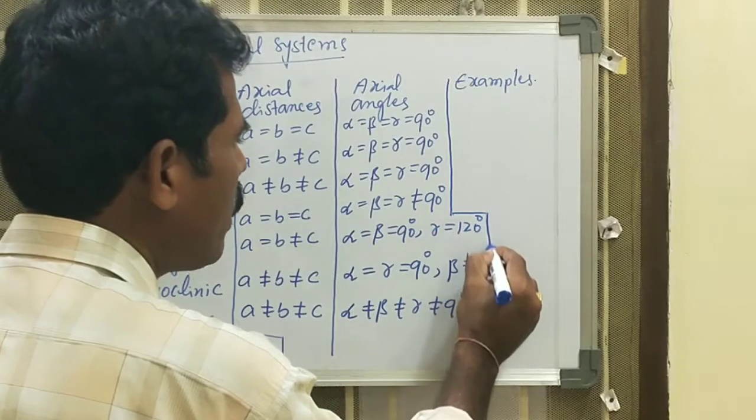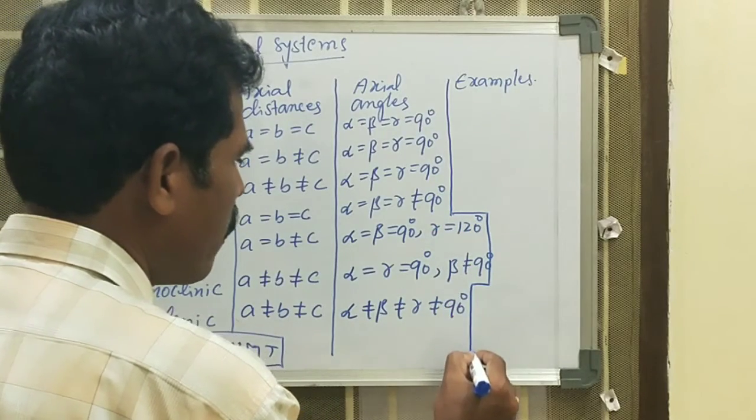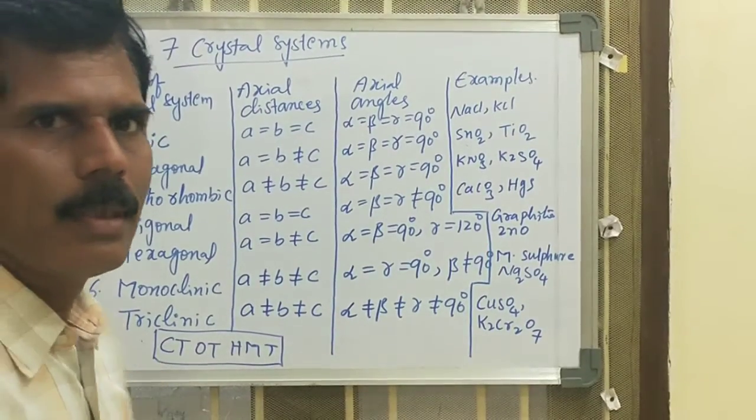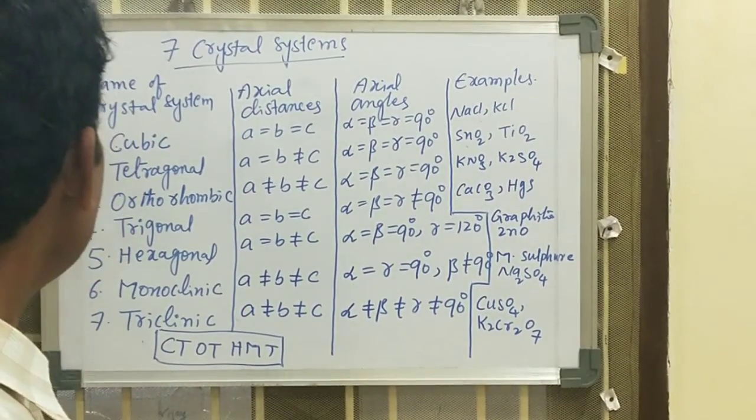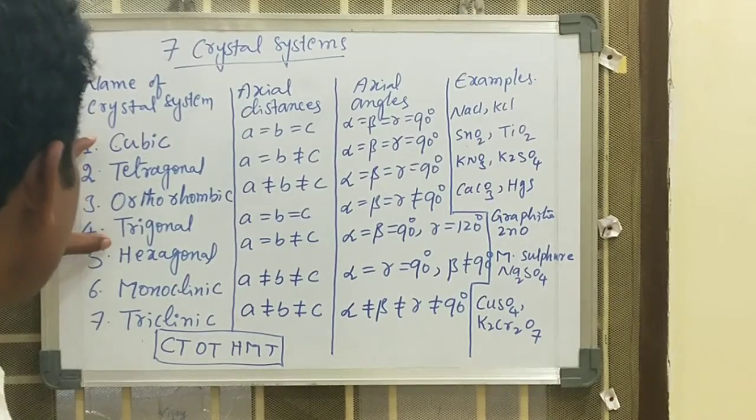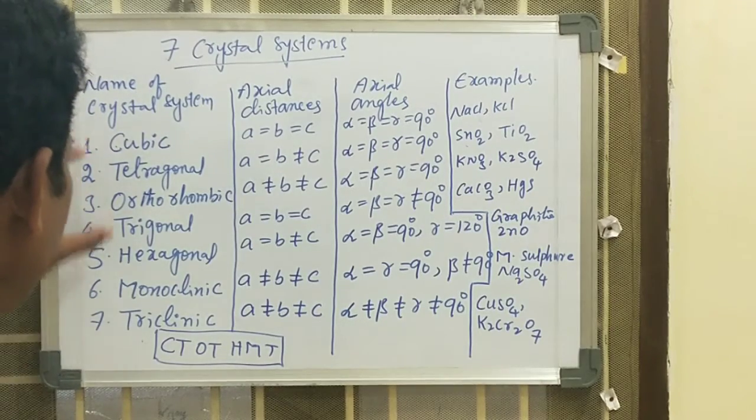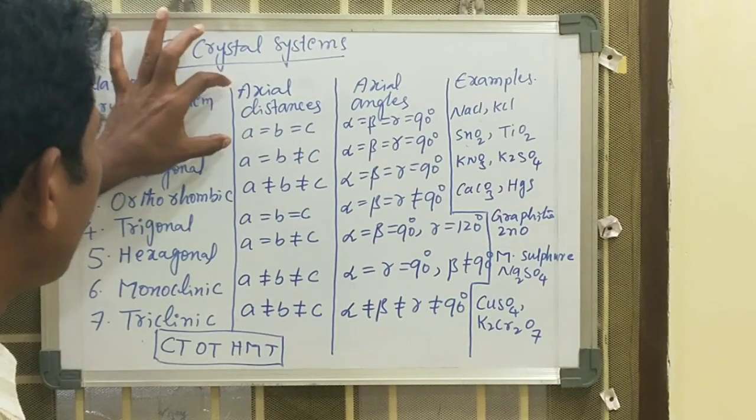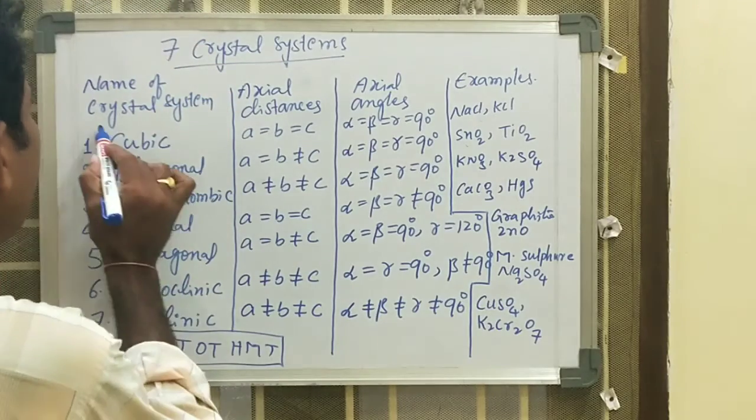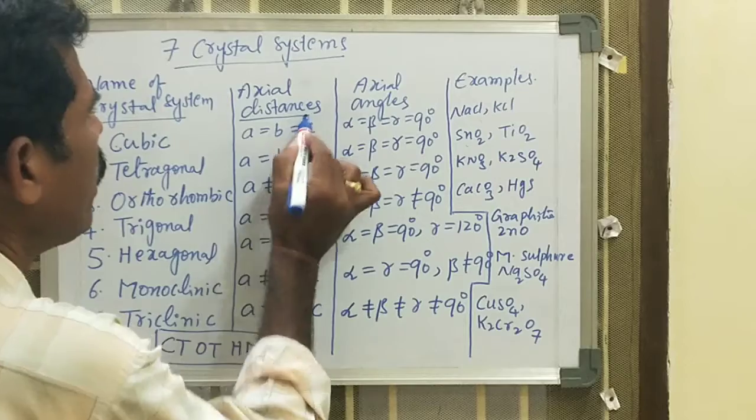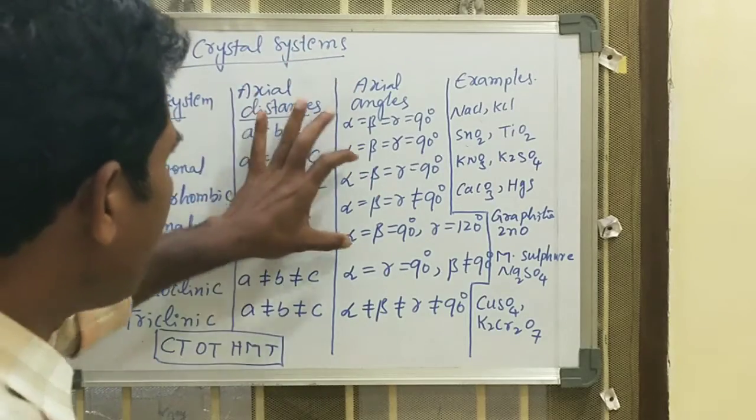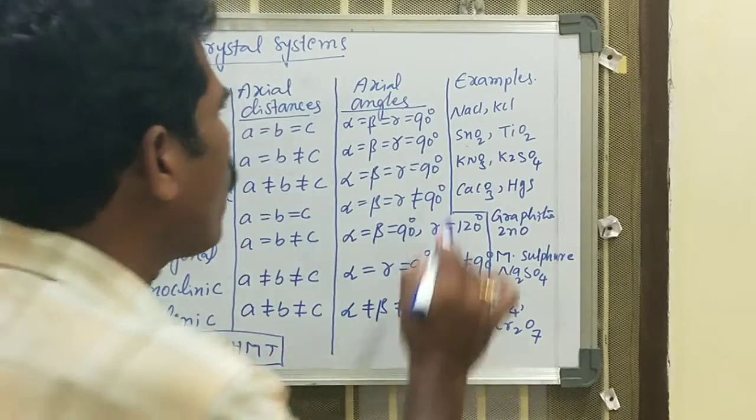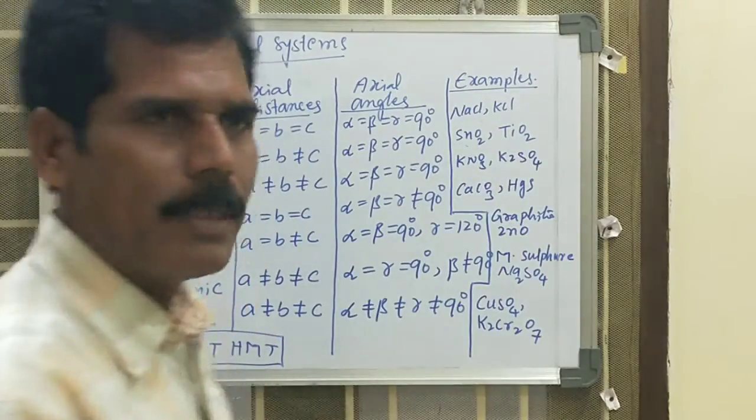Now, let us see some examples. Yes. You all look at the board. Name of the crystal systems. Already we have done. We have written already seven crystal systems. And variation of axial distances also completed. Next, axial angles are like this. Already we have written. And concentrate on examples.